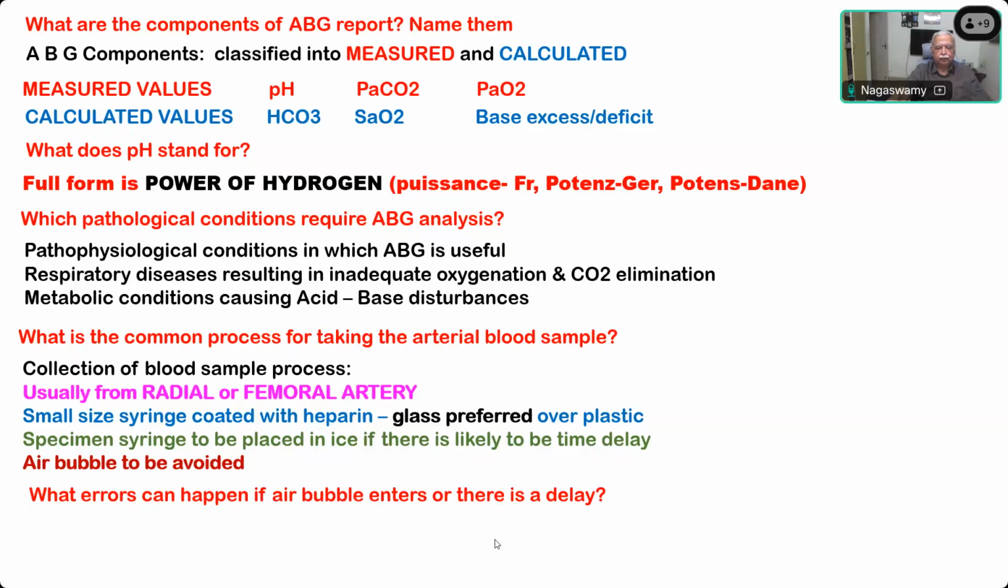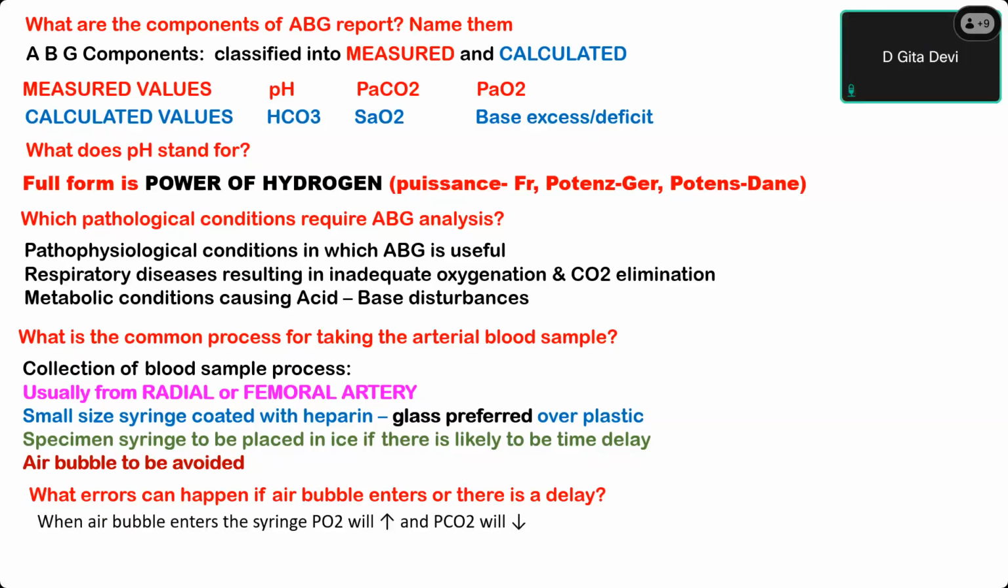If there is an air bubble, it will be more, sir. The oxygenation will be more, but CO2 will be less, sir. Okay, so the CO2 will fall. So when an air bubble enters the syringe, the value will not be as it is exactly in the patient. PO2 will show a higher value, and PCO2 will be lower because CO2 will diffuse out of the blood into the air bubble.